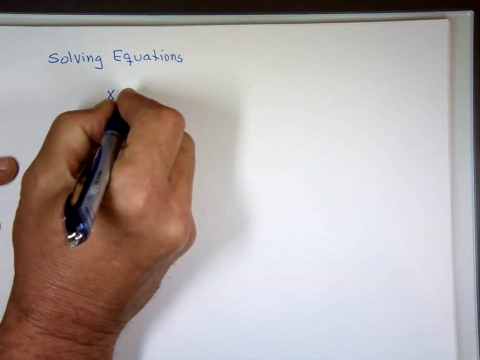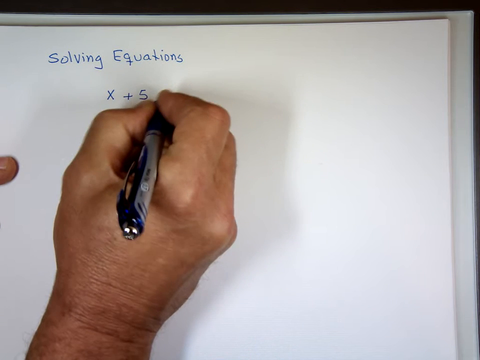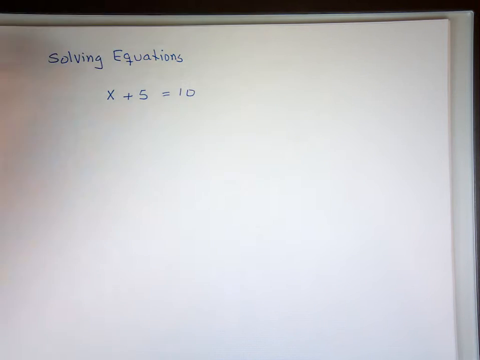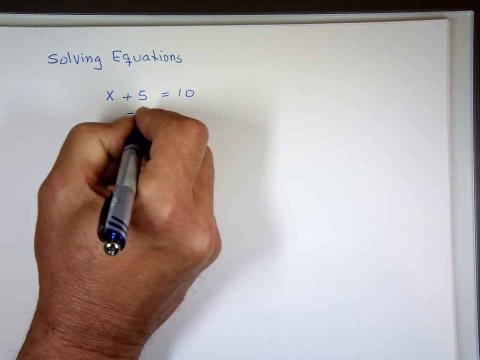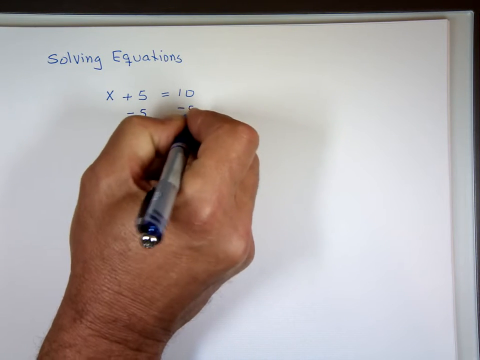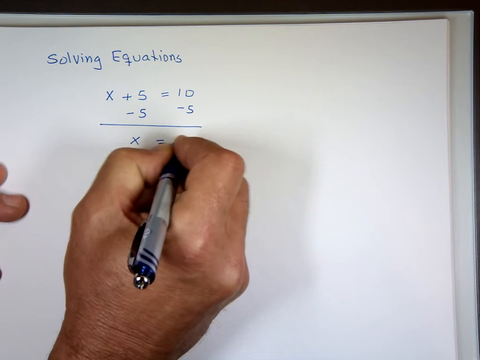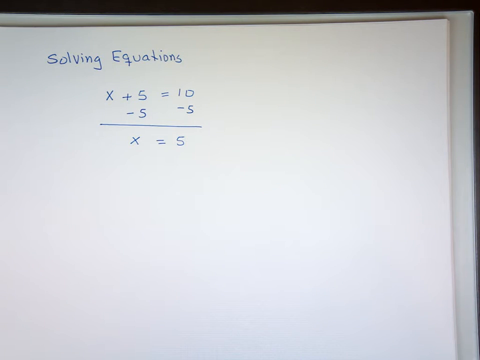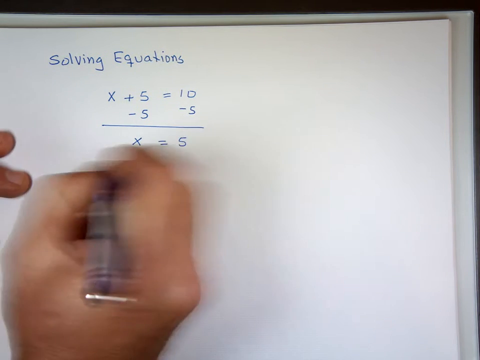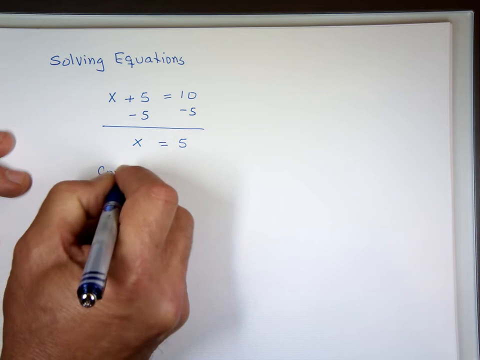If you have x plus 5 equals 10, how would you solve that? What would you do? Yep, you subtract 5, Ahmed, that's right. Subtract 5 from both sides. And you have x equals what? 5. This is known as conditional equations. This is a conditional equation.